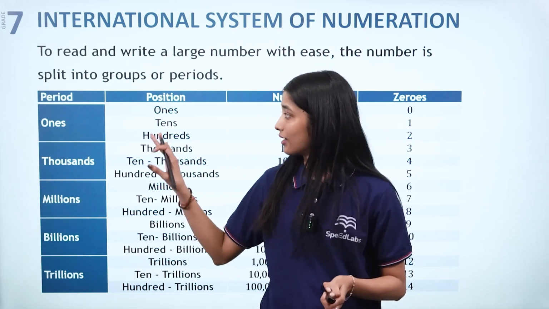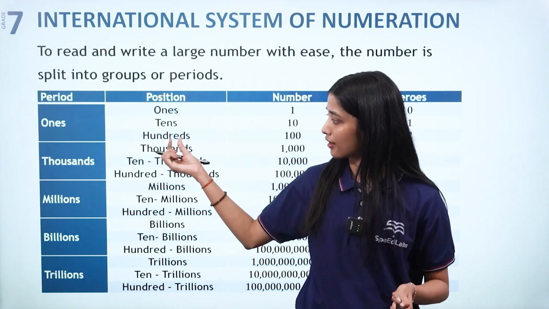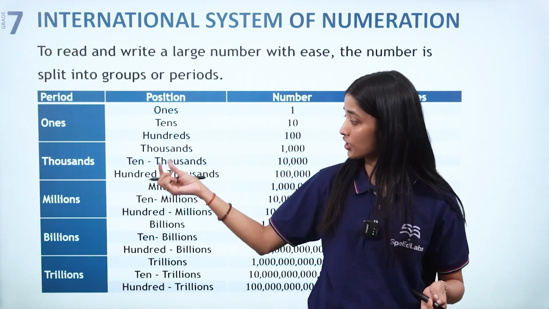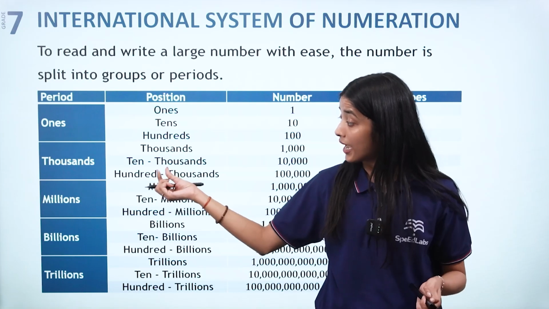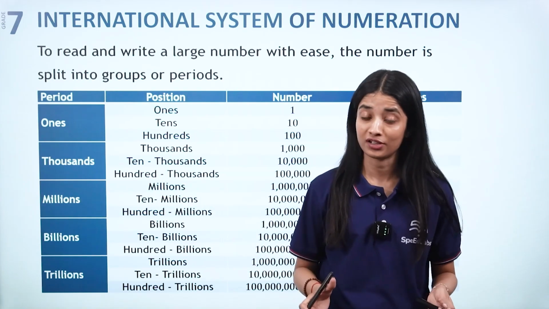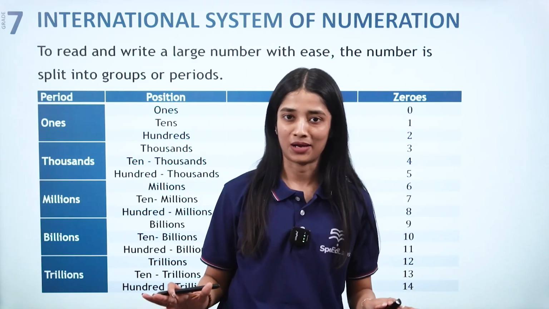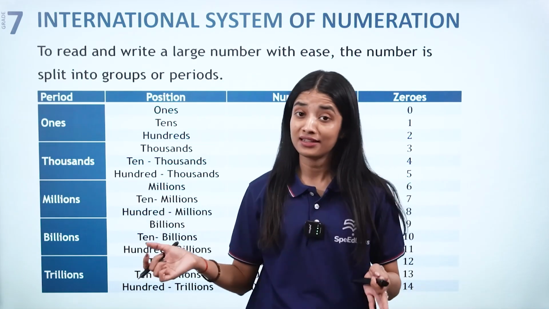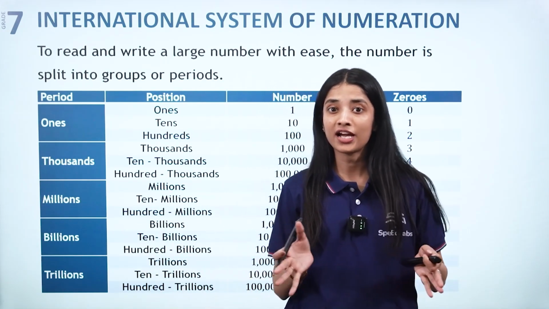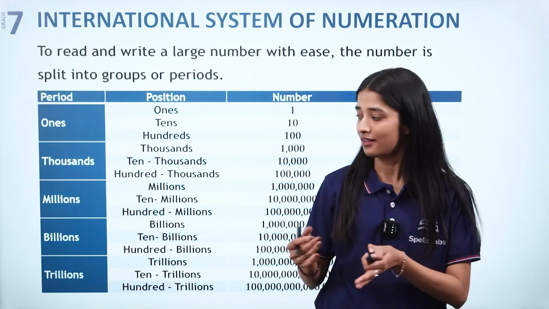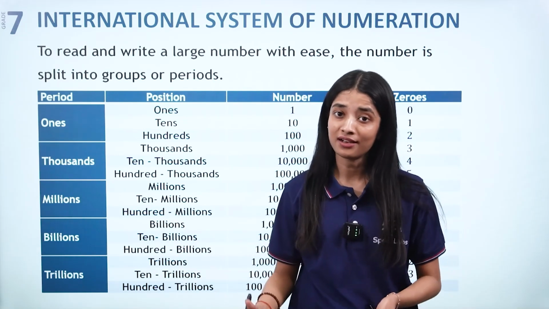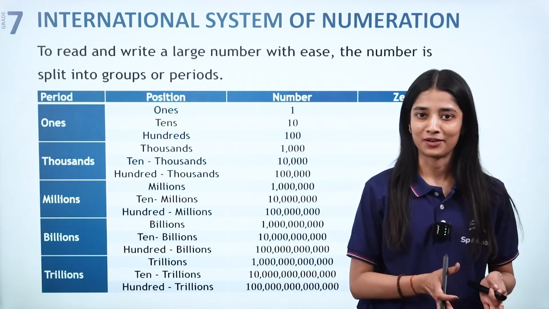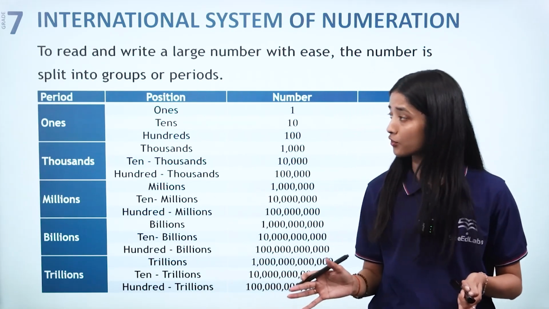The positions are ones, tens, hundreds, then thousands. In the thousand period we have the positions 1000, 10,000, and then 100,000s. There is no lakh now. After 100,000s we have million, 10 million, and 100 million. Then we have billion, 10 billion, 100 billion, trillion, 10 trillion and 100 trillion. So these are the positions.